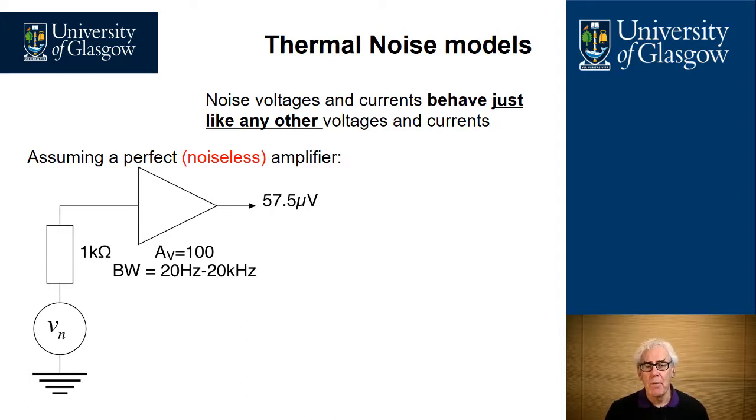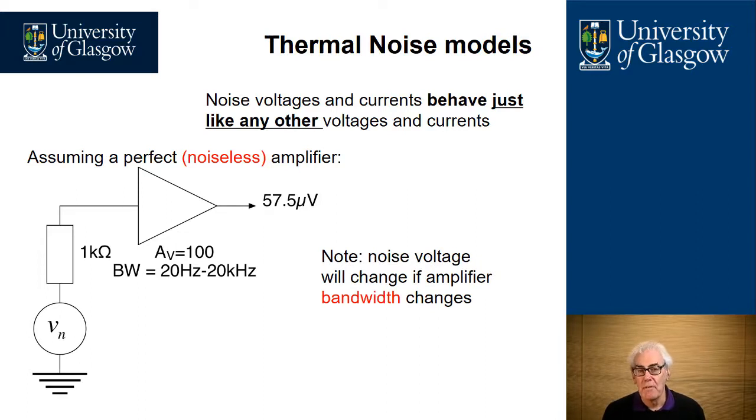So let's take a perfectly noiseless amplifier. We will have a gain of 100 times for this amplifier, and we'll constrain it to have a bandwidth of 20 kHz. If we connect our 1 kΩ resistor to the input and have a noise voltage source, which is 575 nanovolts, then at the output we would measure 57.5 microvolts RMS at the output of the amplifier.